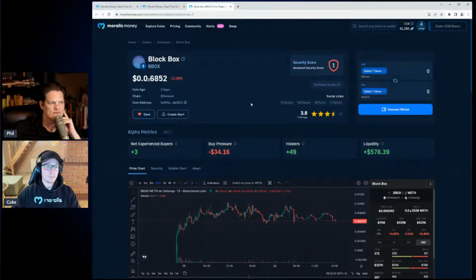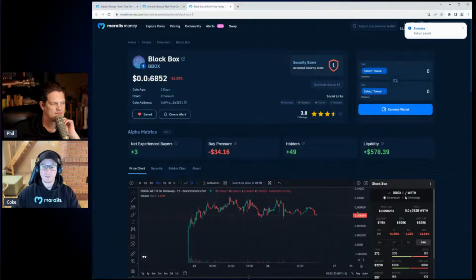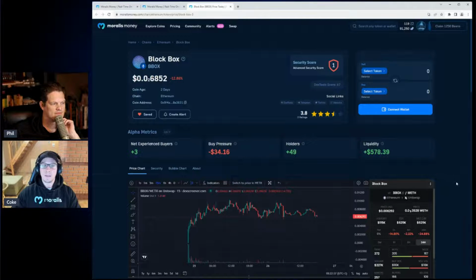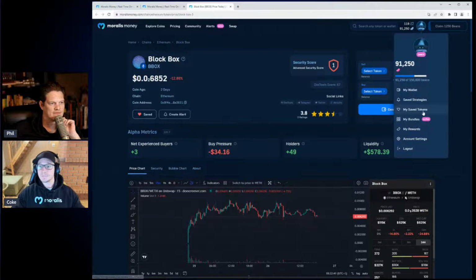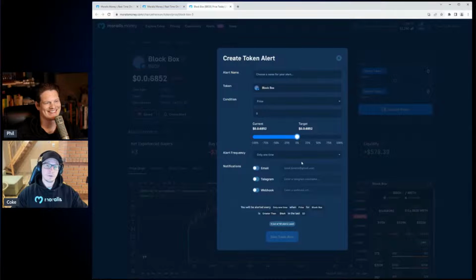But if you like something, make sure to save the token so you don't forget about it, and you can come back in later days and continue your research. And if you want to access your saved tokens, you can click up here and then click there so you can save the token to your liking. And also make sure to use and create alerts.